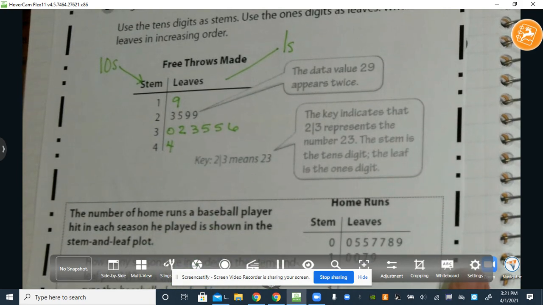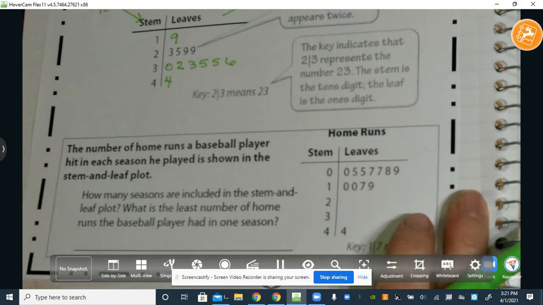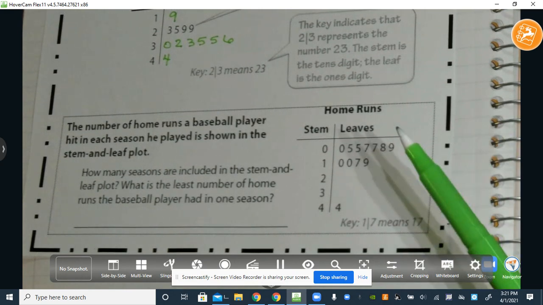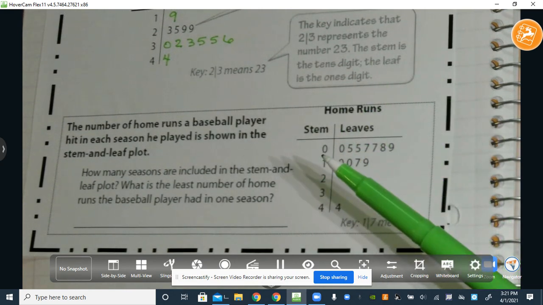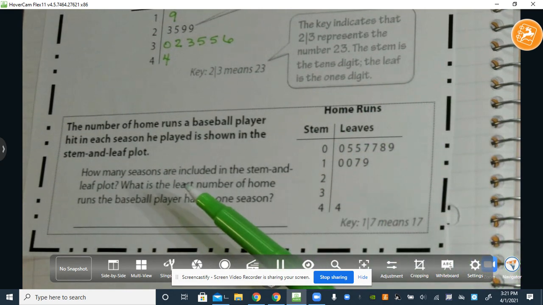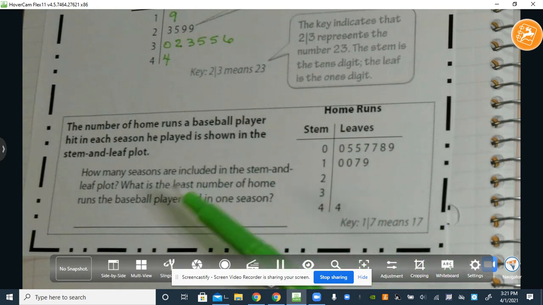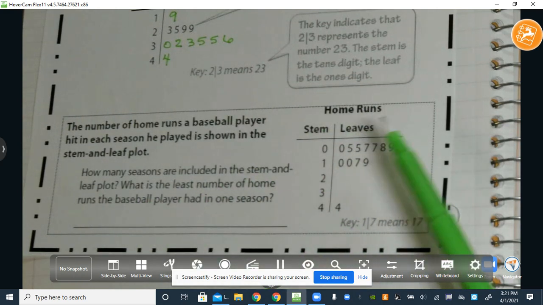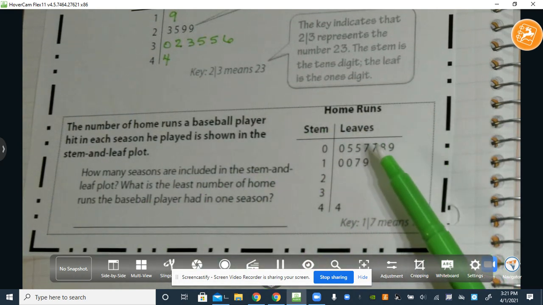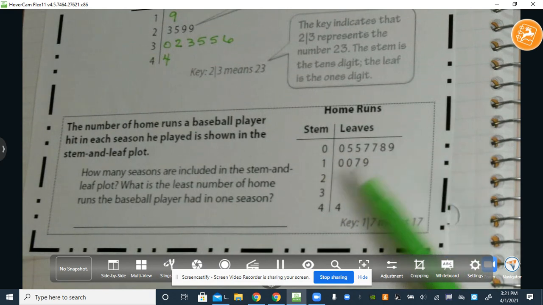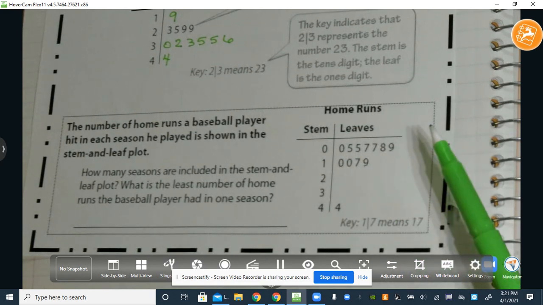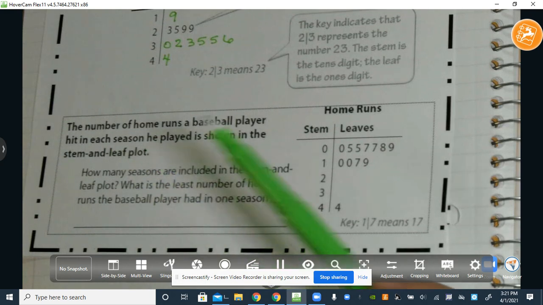Okay. So here's our question. The number of home runs a baseball player hit in each season he played is shown in the stem and leaf. How many seasons are included in the stem and leaf plot? So if I look at my data right here, because we're talking about home runs, you can count the leaves because each leaf represents data. So each leaf represents a season he has played.